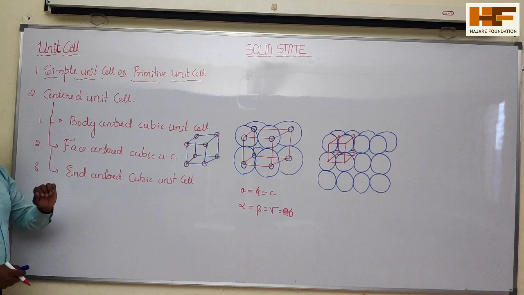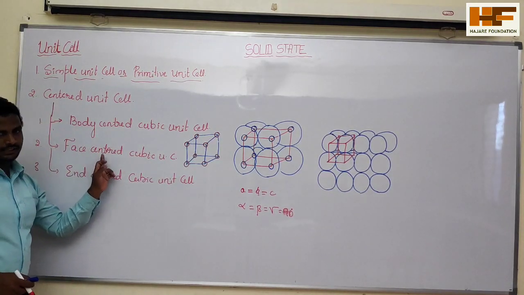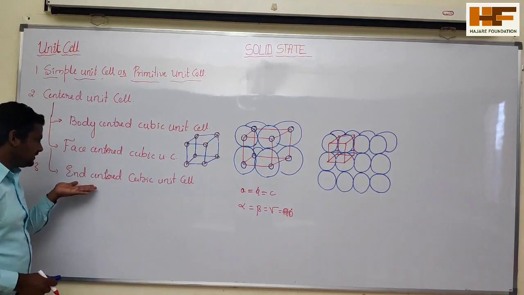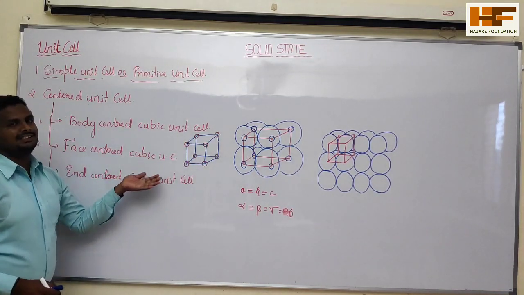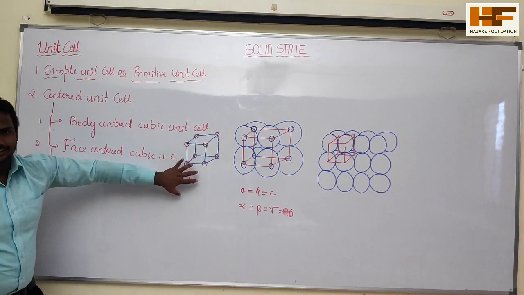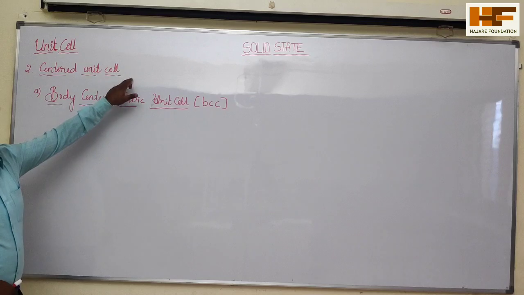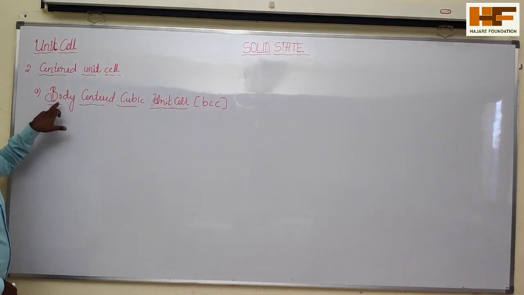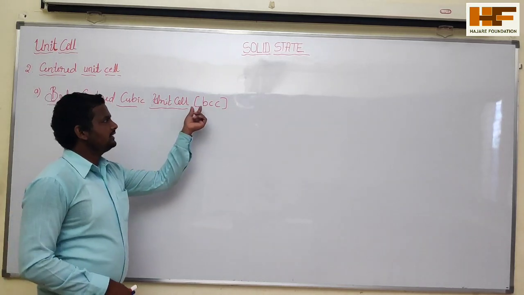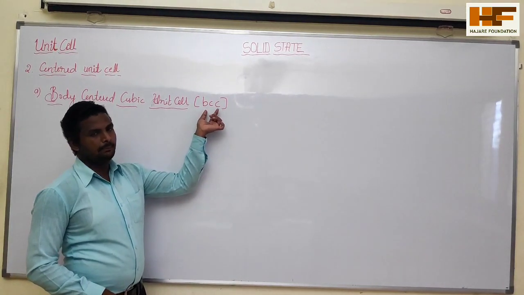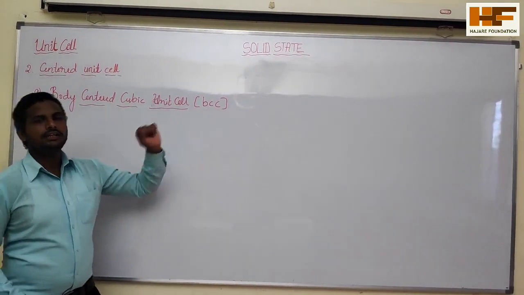Okay, so now come to the second one, centered unit cell. Again it is classified into three types: body centered cubic unit cell, face centered cubic unit cell, and next one, end centered cubic unit cell. So let's discuss these cubic unit cells. So in that, the first one, body centered cubic unit cell. It is also called, in short, BCC. BCC means body centered cubic unit cell.